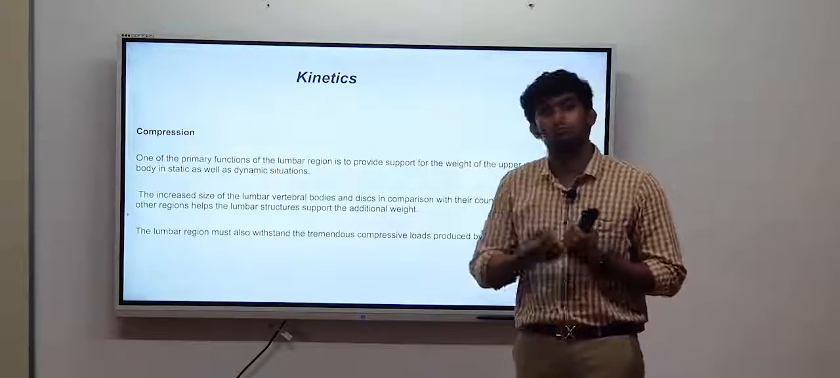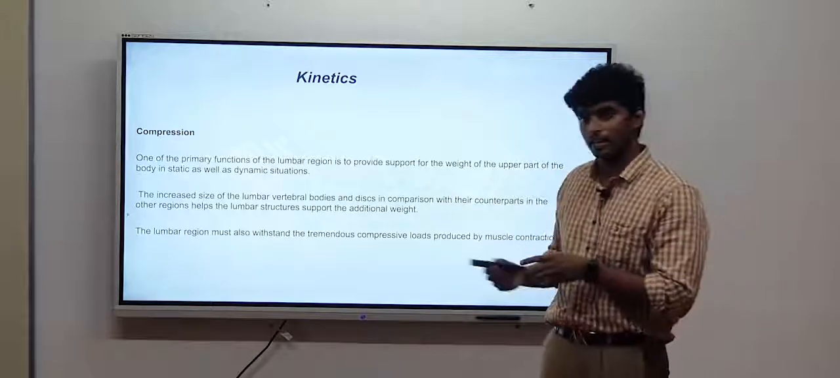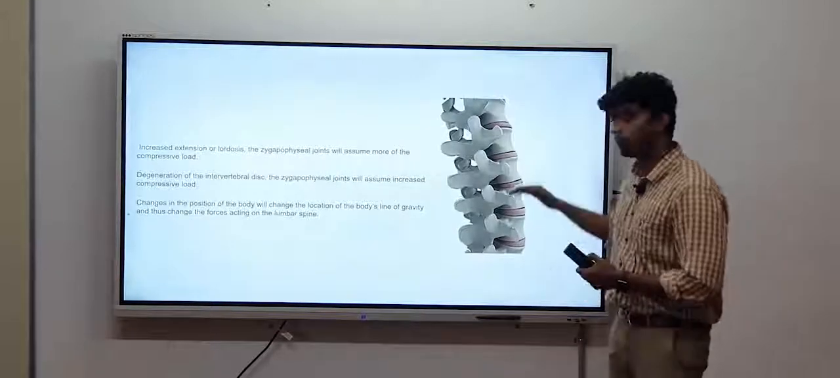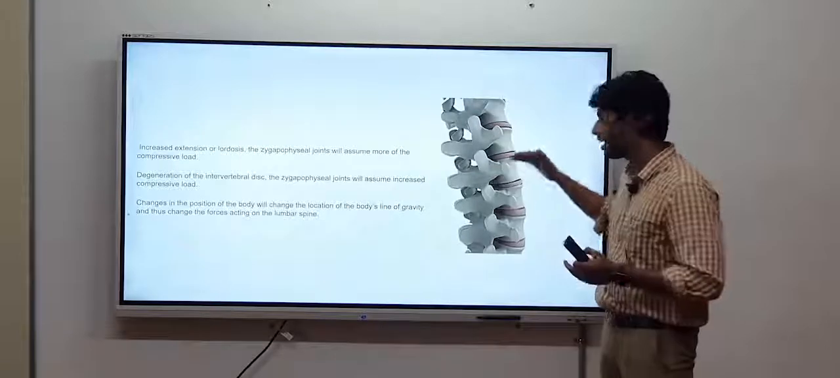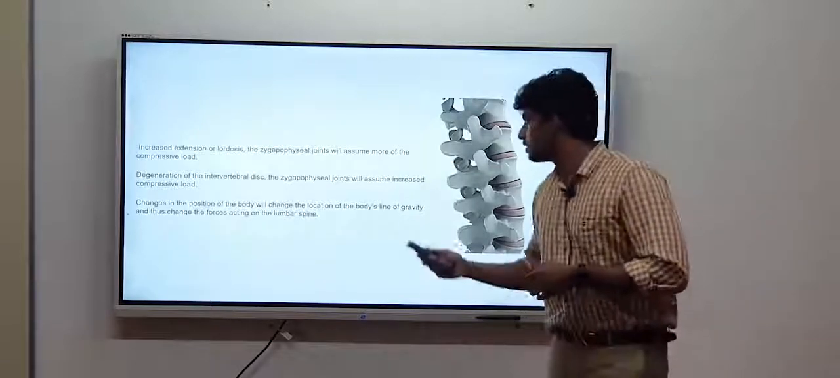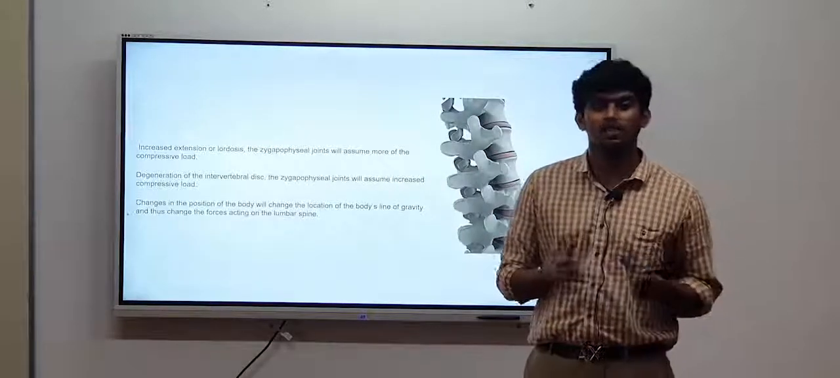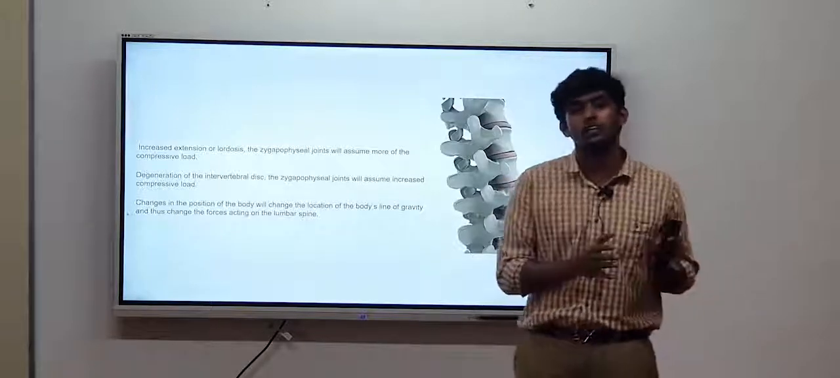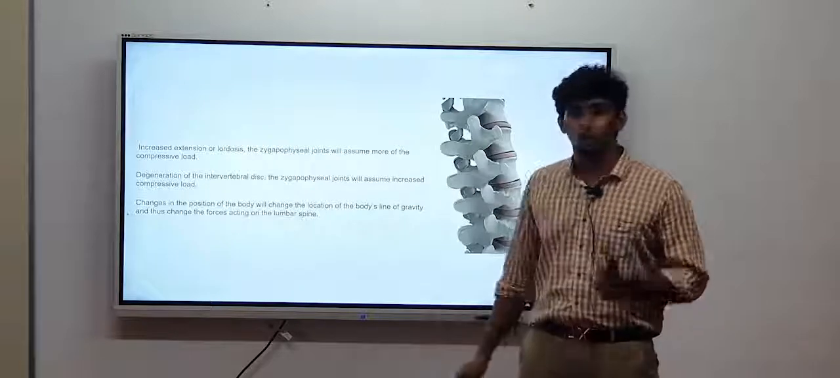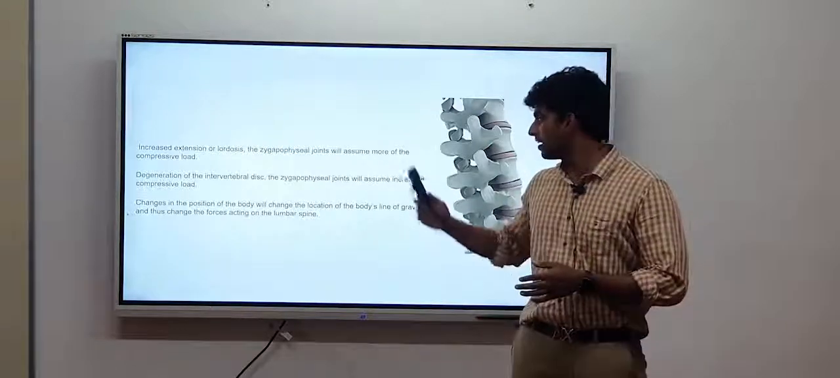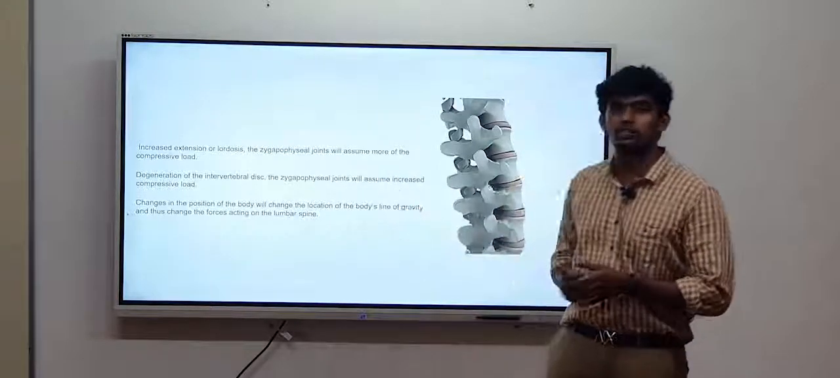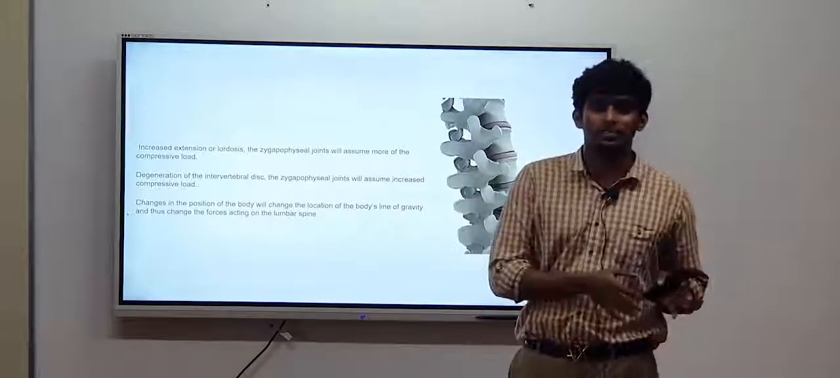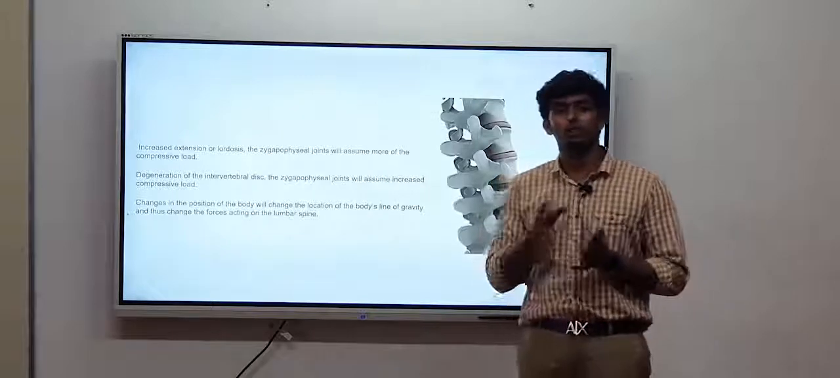So what will happen if more compression occurs over the disc? That we will come to in the next slides. Here it is showing the compressive load which is happening over the lumbar area. If you are increasing the extension or lordosis, the zygapophyseal joint will bear more compressive load. In the same way, if degeneration of the intervertebral disc occurs, the compressive load also increases. So can you correlate both the sentences?